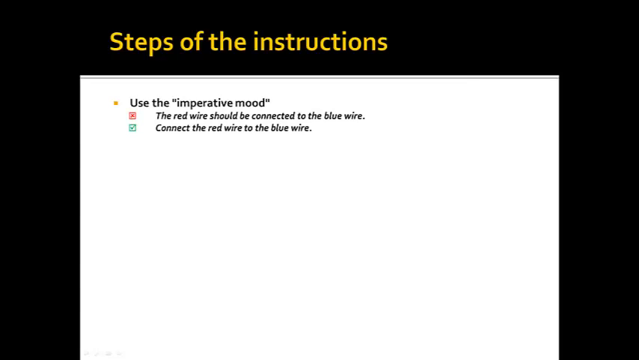Okay, so the steps of the instructions themselves, you'll need to use what we call the imperative mood. Now, basically that just means starting your sentences with a verb. So instead of things like the red wire should be connected to the blue wire, say things like connect the red wire to the blue wire. That's an instruction. It's telling someone to do something.